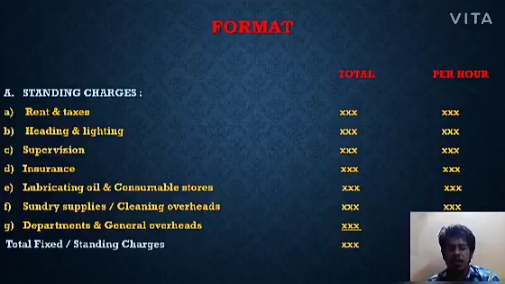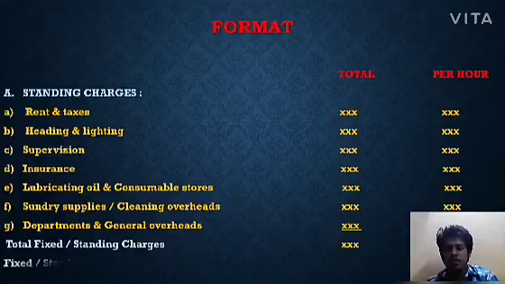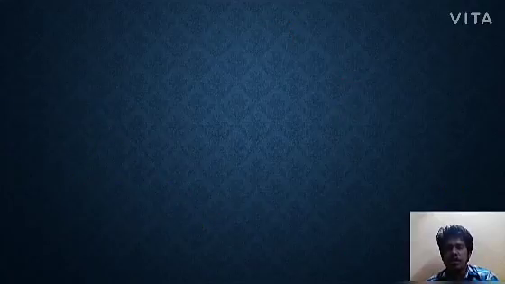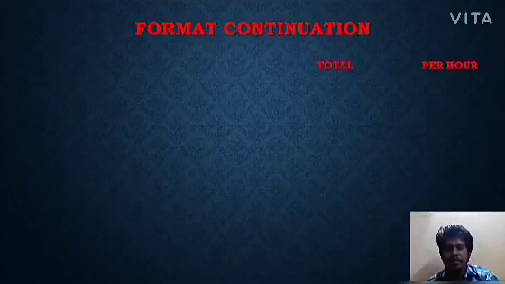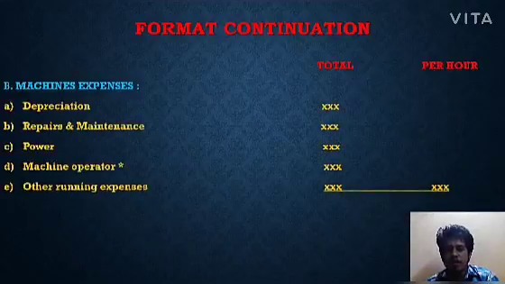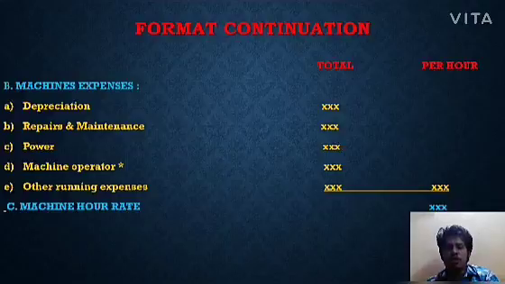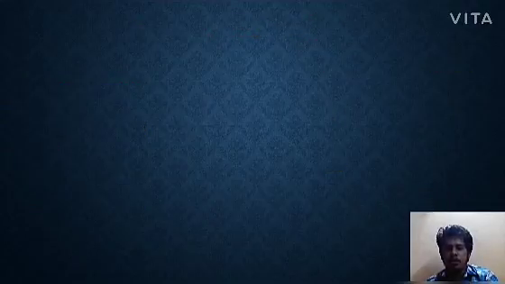After calculating this, we get total fixed or standing charges per day. Then we get the standing charges per hour. And this is a continuation of the format we saw before: machine expenses. Under the machine expenses, we have depreciation, repairs and maintenance, power, machine operator, and other running expenses. After calculating these two parts, we finally get the machine hour rate. On this basis, we are going to do one simple problem. Let's see the problem.